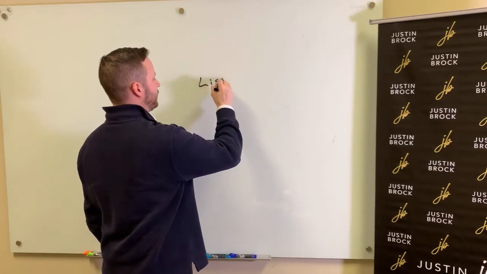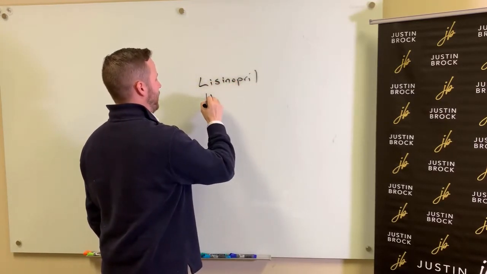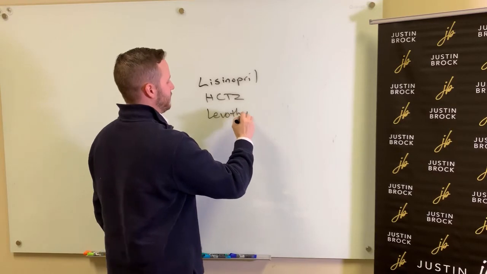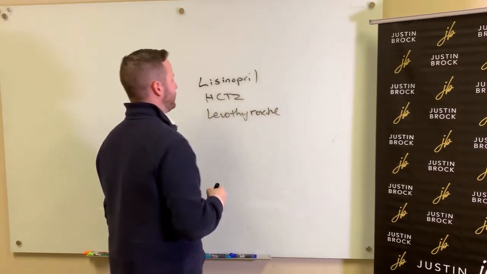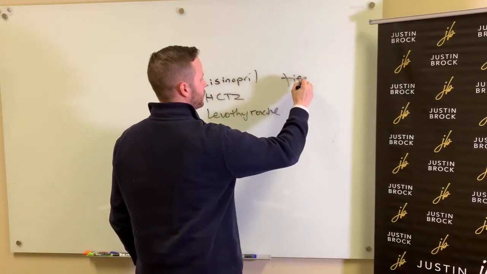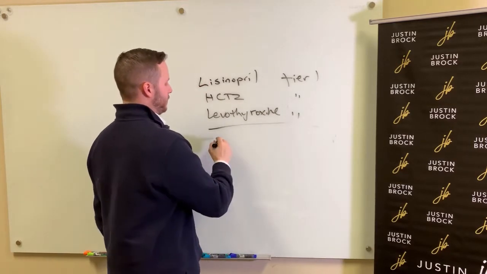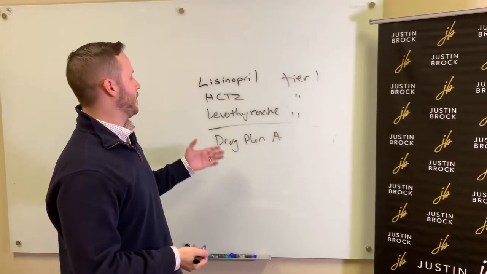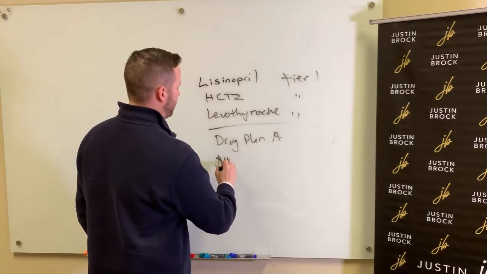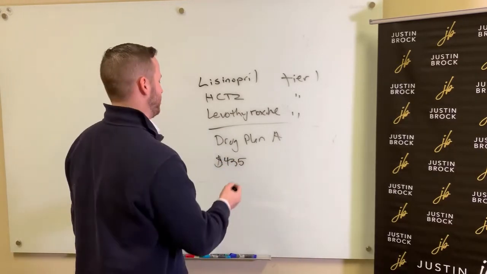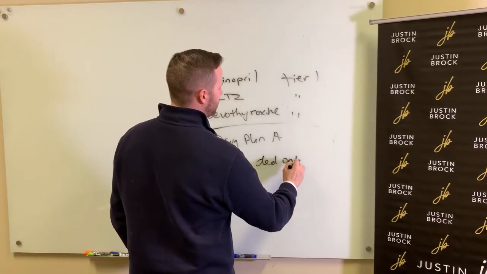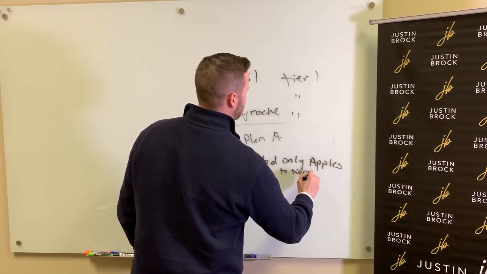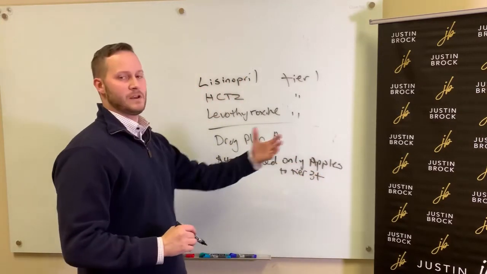So let's say you're taking lisinopril and hydrochlorothiazide and levothyroxine. These are all probably going to be tier 1. And so if you get in a drug plan A, and that's just a generic name, not what they're really called, I'm just not going to use the company name. But if you use drug plan A and it has a $435 deductible, which for 2020 is the max the deductible can be, but that deductible only applies to tier 3 plus.